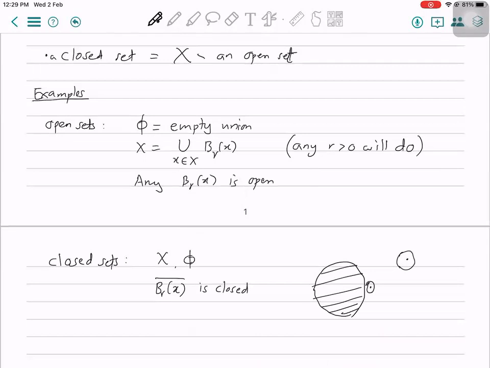Okay, so yet another example. Let us say the union of the x-axis and the y-axis in R2. So that means this set, only the lines, and of course they're going off to infinity on both sides. I claim that this is a closed set.